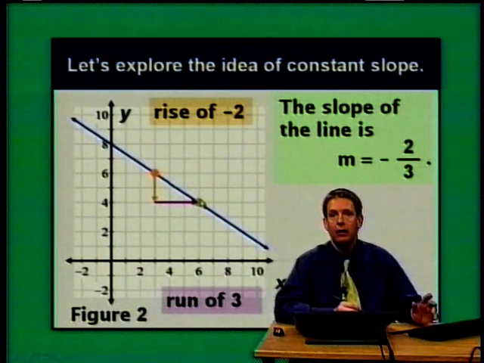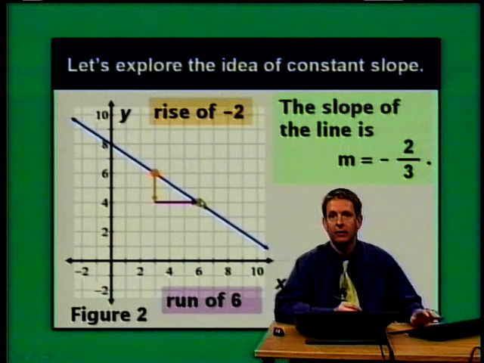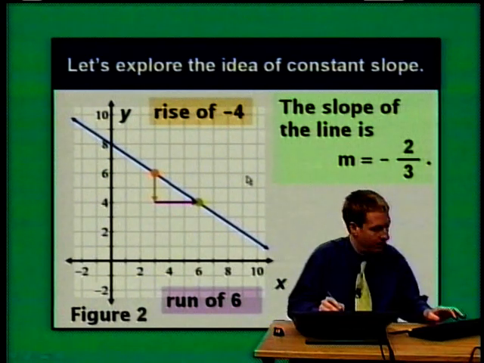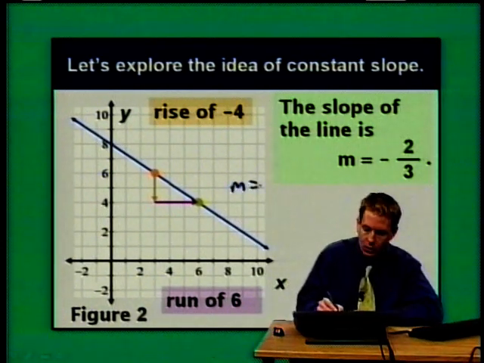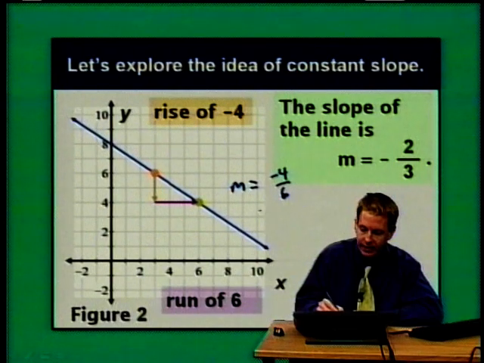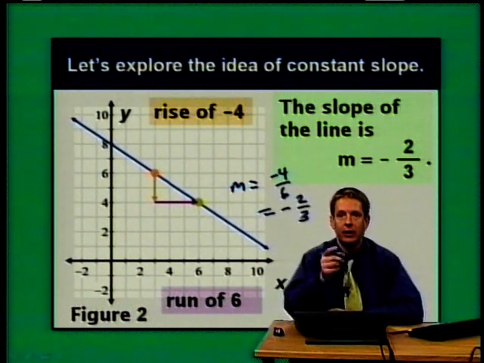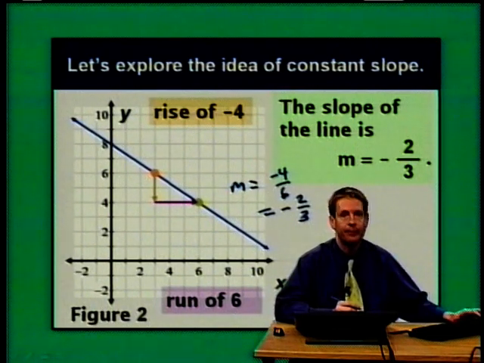Now, -2 over 3 is not the only fraction that simplifies to -2/3. For example, if we had a rise of -4 and a run of 6, the slope would be -4 over 6, which reduces to -2/3. Let's see that on our graph.